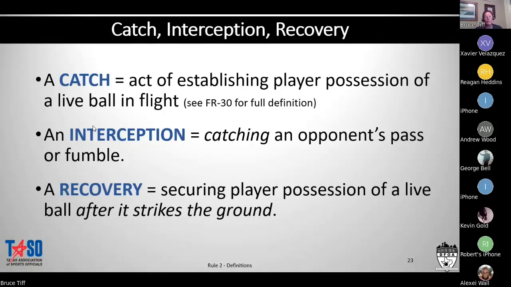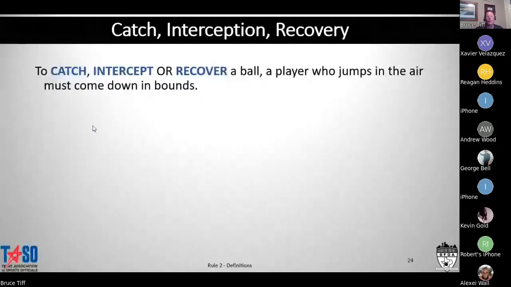All right, to catch, intercept, or recover a ball, a player who jumps in the air must come down in bounds. All that's saying is you might have jumped from the field of play and intercepted the pass, but as you guys know, you've got to come down in bounds. You've got to have that body part in bounds.